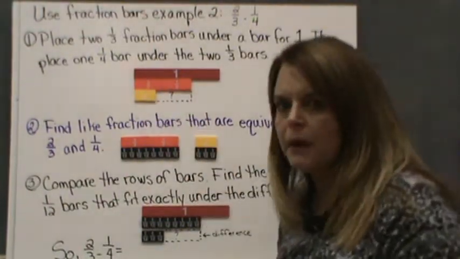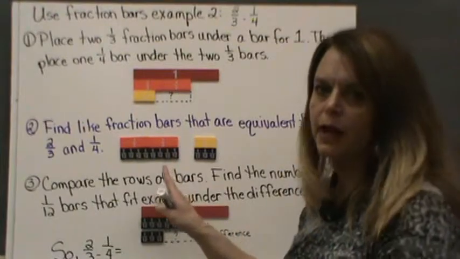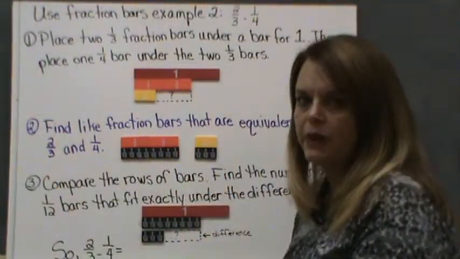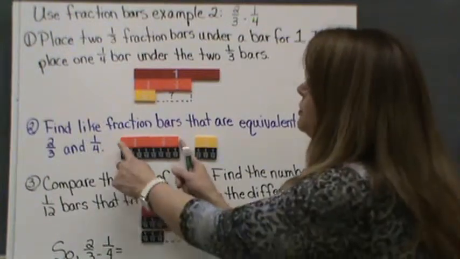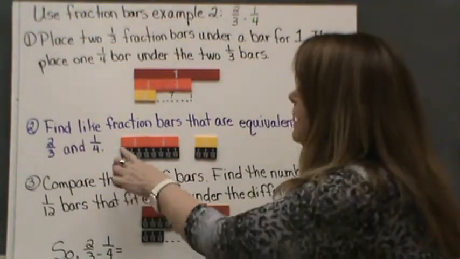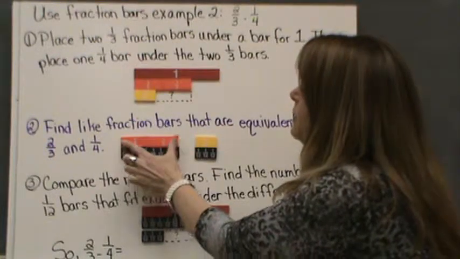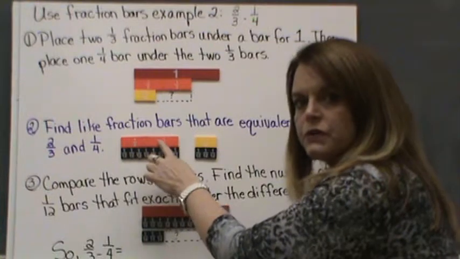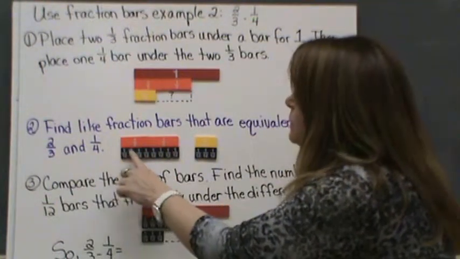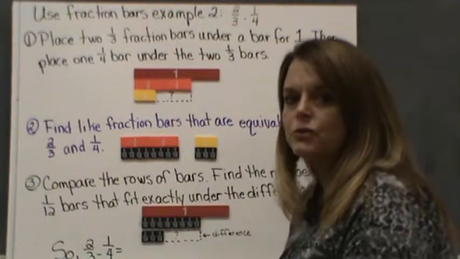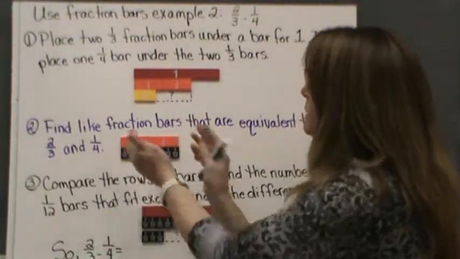So I dug around in my bag, I tried all different kinds of pieces, and I found that my 1/12ths would fit. So I pulled my 2 1/3 off to the side, and I grabbed all my 1/12ths, and I found that I could fit them right up underneath there. So I see here that 2/3 is equivalent to 1, 2, 3, 4, 5, 6, 7, 8 1/12ths. It all fits very nicely.